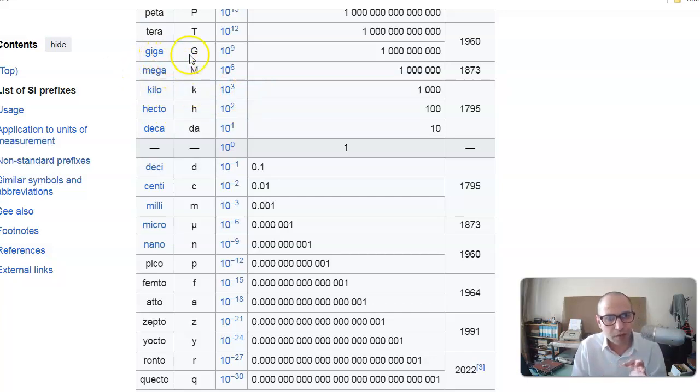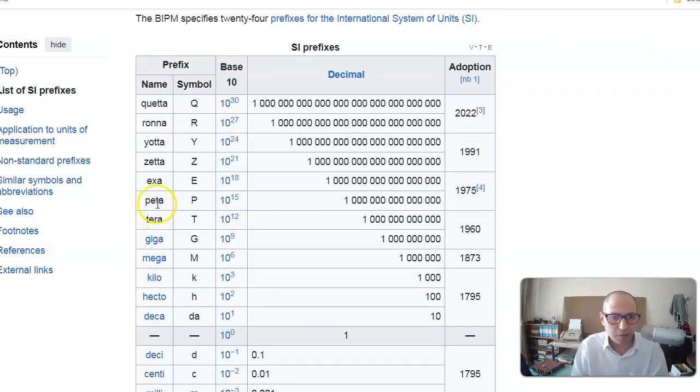Then we have the mega, we have the giga, we have the tera, we have the peta, exa, zeta, yota, rona, and queta, for example. Quita or queta, I don't know how that's supposed to be pronounced. But as you can see, a mega, which is represented by an uppercase M, is essentially 10 raised to the power 6, which means 10 times 10 times 10, 6 times, which is a million, right? Then you have the giga, which is a billion. Then you have the tera, which is a trillion, and so on and so forth, right?